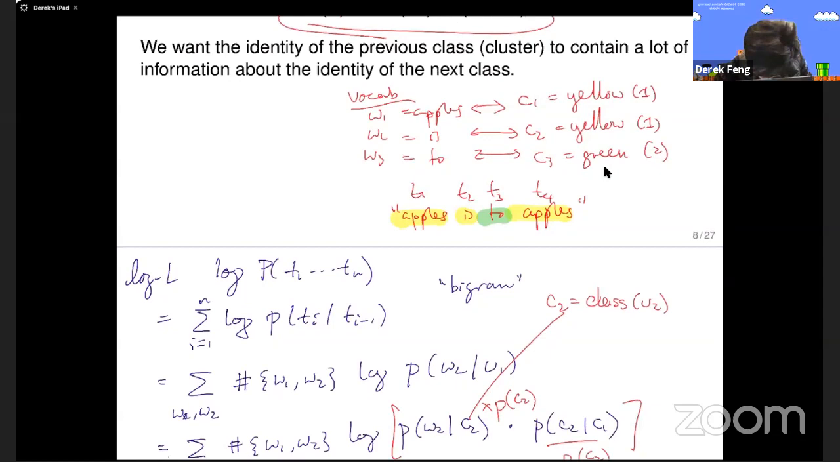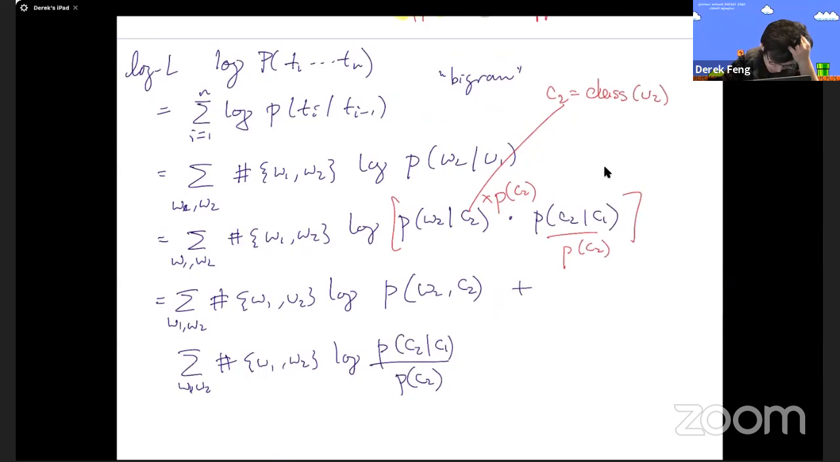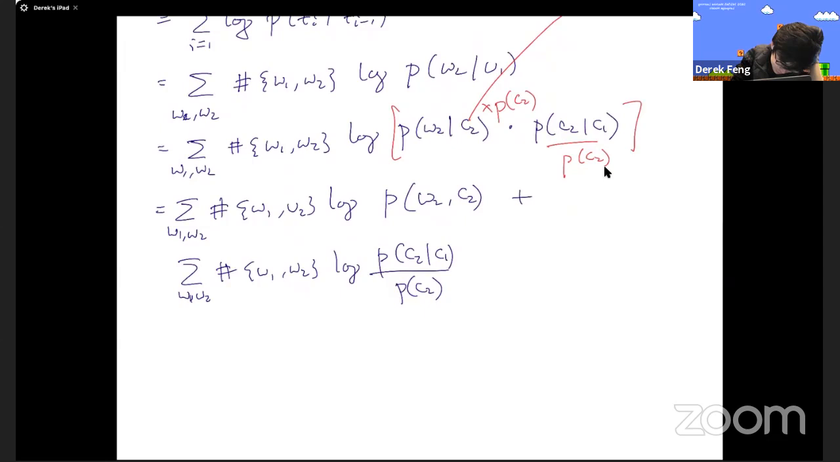Okay, so let me go through this a little bit again. I have my likelihood, and I have my decomposition because of the bigram model. I can then collect the terms together. This is just from the definition of the class-based bigram model, and this is just by multiplying and dividing by the probability of C2. All is good. So I'm going to call this term A and this term B. Let's look at A. Who can tell me if this guy can be simplified, and if so, to what?